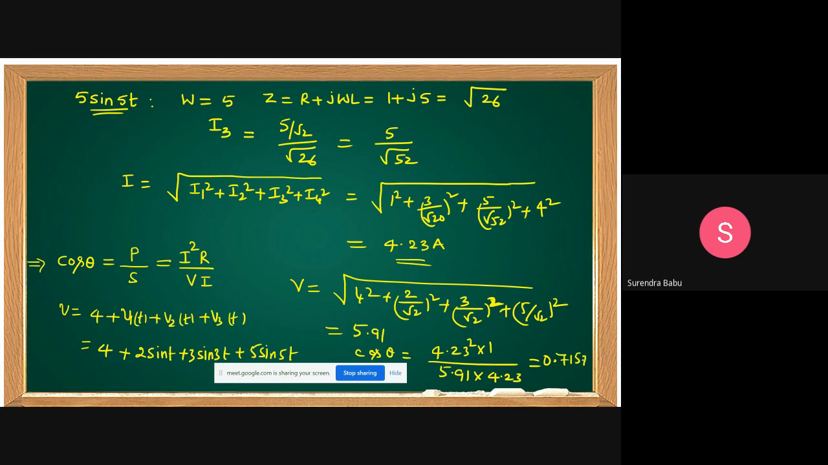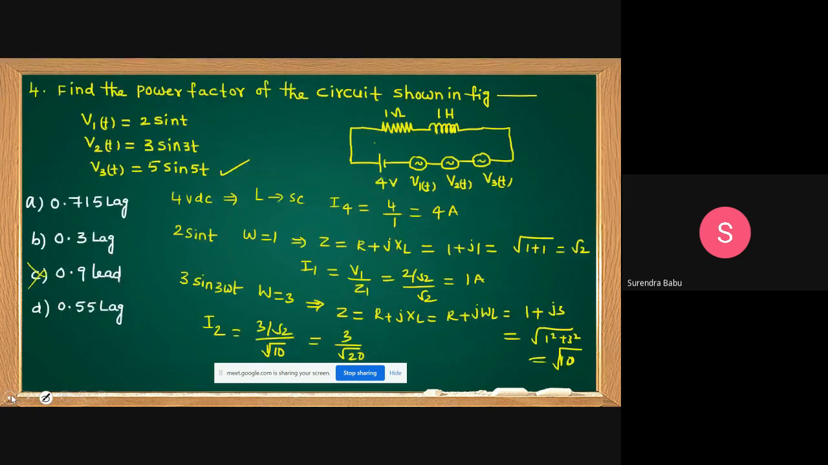Is it lagging or leading? It is an RL circuit. That's why it is always lagging. 0.715. This is option A is correct. Okay, like this you can proceed. This model is important for GATE 2 marks questions. Okay, you concentrate on that.